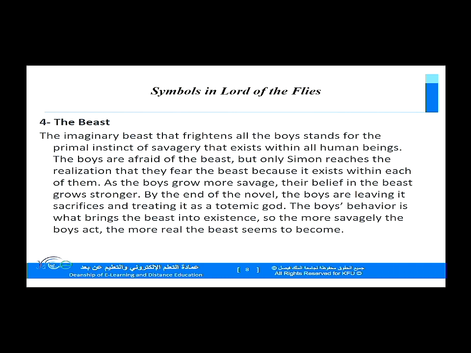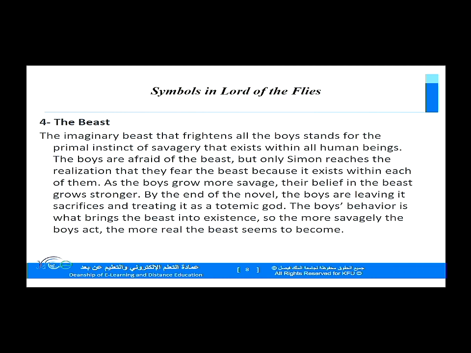The boys are afraid of the beast, but only Simon reaches the realization that they fear the beast because it exists within each of them. Only Simon reaches this conclusion, that the beast exists inside us and not outside in the real world. The boys are afraid of the beast because it exists within each of them.